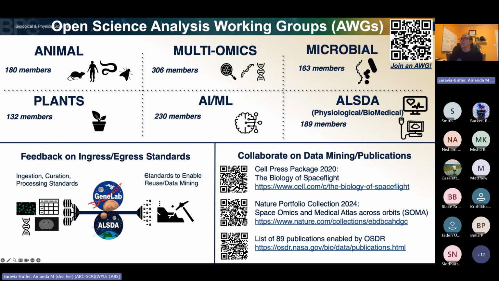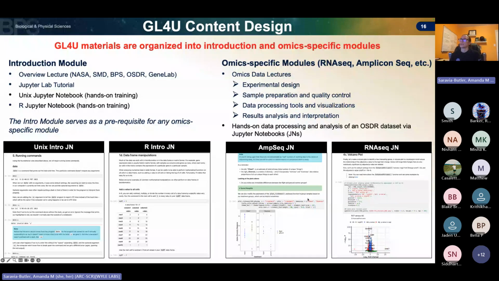Furthermore, to make the OSDR data accessible to more people, we have developed training programs using OSDR data. I'm going to go through these real quick. The Gene Lab for Colleges and Universities teaches bioinformatics at the college level. We teach both students and educators. We do this by organizing information into introduction modules and then omics-specific modules, so that you don't have to come in with any coding experience. We give you an introduction to coding and then walk you through a particular omics type.